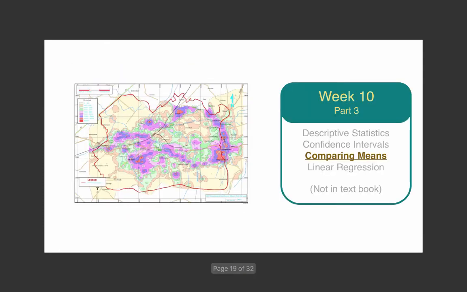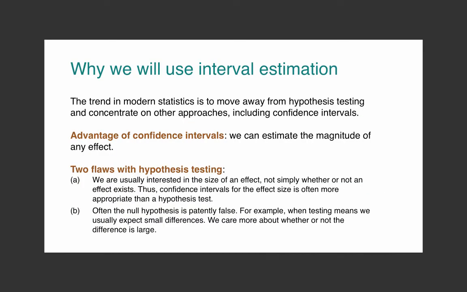Okay. So why do we do this? One of the reasons is so we can compare means. Why we will use interval estimation: the trend in modern statistics is to move away from hypothesis testing, say using p-values, and concentrate on other approaches, including confidence intervals. One advantage of confidence intervals is that we can estimate the magnitude of any effect. Two flaws with hypothesis testing, including the use of p-values, are that we're usually interested in the size of an effect, not simply whether or not an effect exists. Thus, confidence intervals for the effect size are often more appropriate than a hypothesis test.